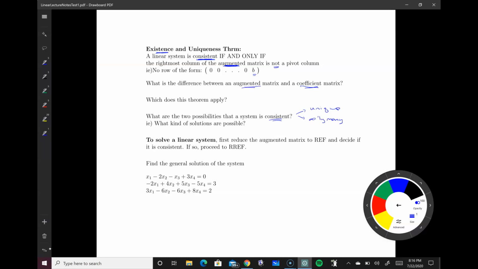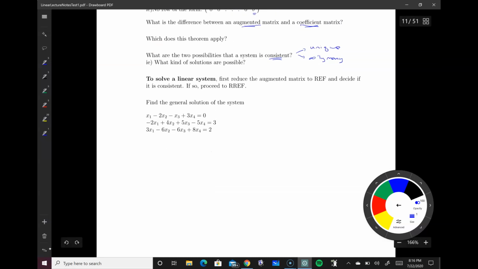All right, so let's go solve this one. Let's put it into an equation. So I already see I only have 3 equations and 4 unknowns, so I know that a unique solution is not a possibility. All right, so let's do it. So 2 times row 1 and add it to row 2.